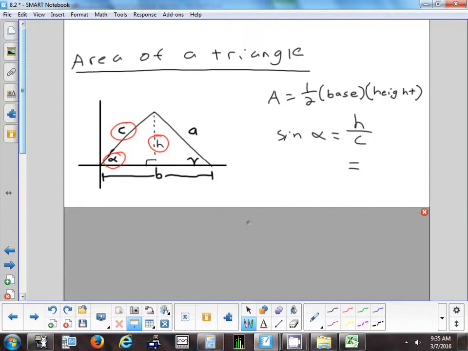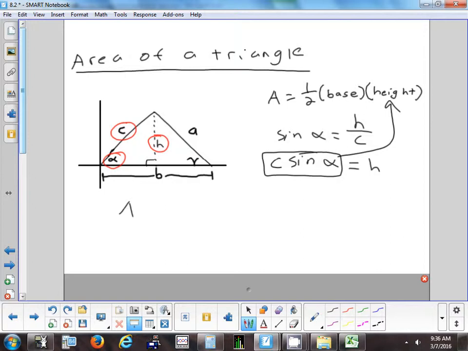Now, I want to get a formula for H. So how would I move the C to the other side? Multiply by C. C sine alpha. That is my height. C times the sine of alpha. So as long as I know one side, C, I know the other side, the base, B, and I know the angle between the two sides, I can very easily come up with a formula for finding the area.